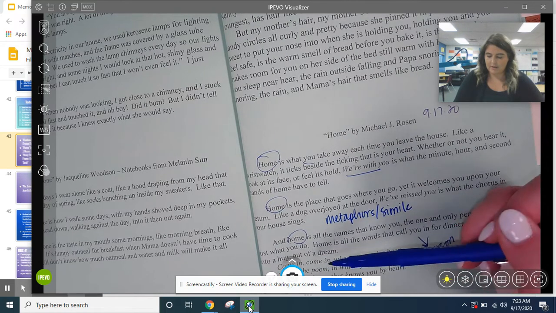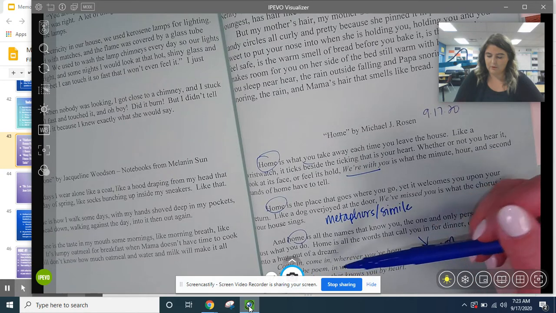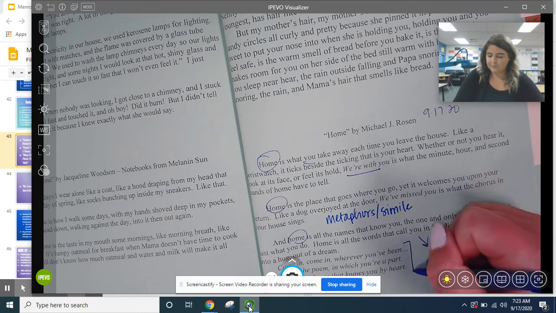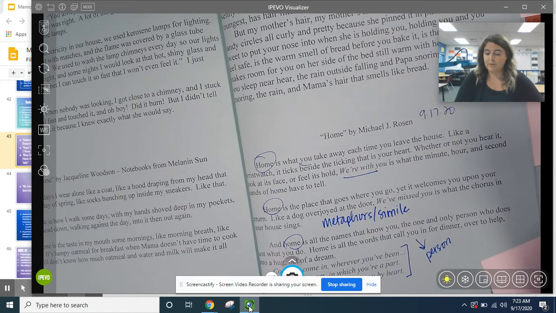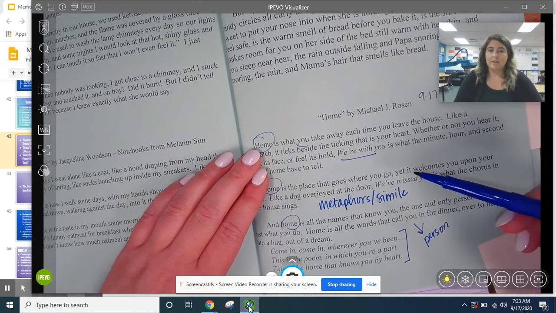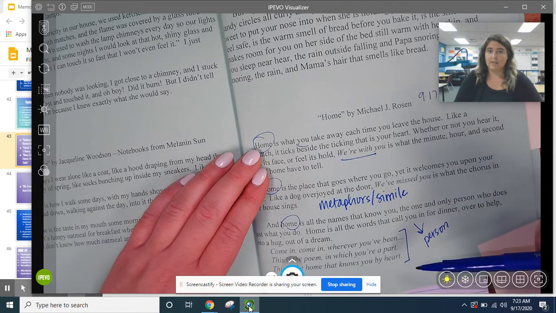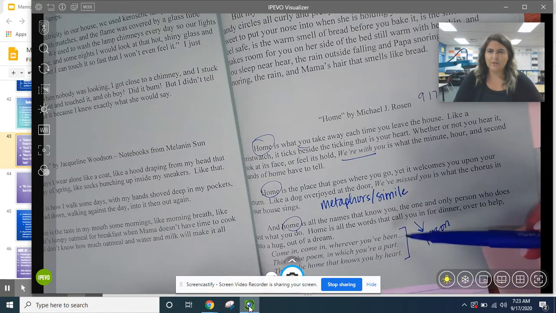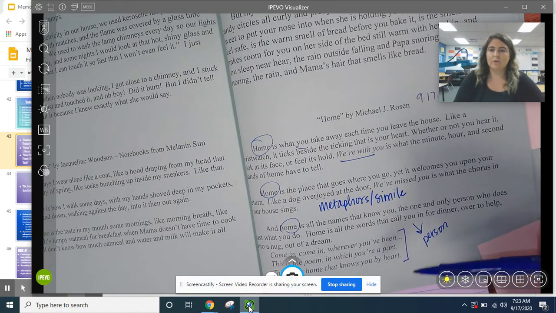And so it says, come in, wherever you've been. This is the poem in which you are a part. This is the home that knows you by heart. And so Michael J. Rosen is doing what you could do right here, where he mixes two different structural choices. It's regular paragraphs, right? Kind of like the normal writing style, and then also a short little poem here. And so we'll notice it's also in italics.